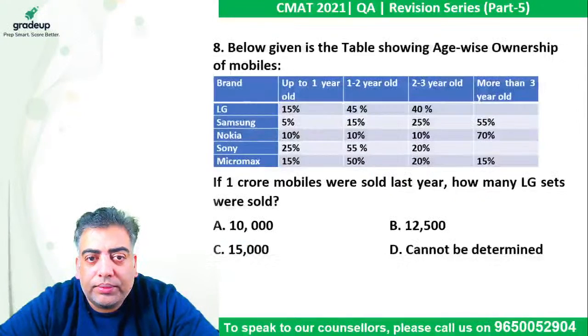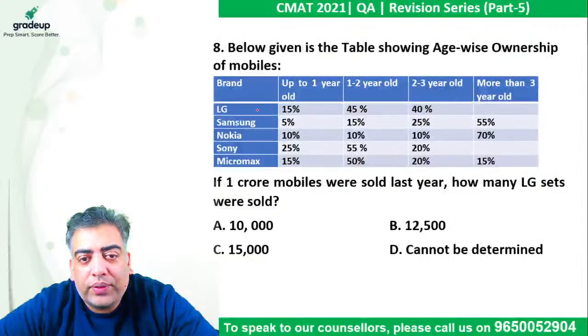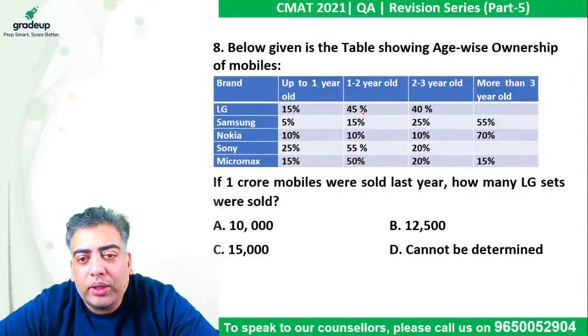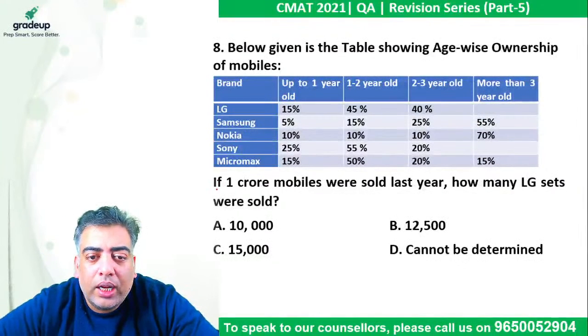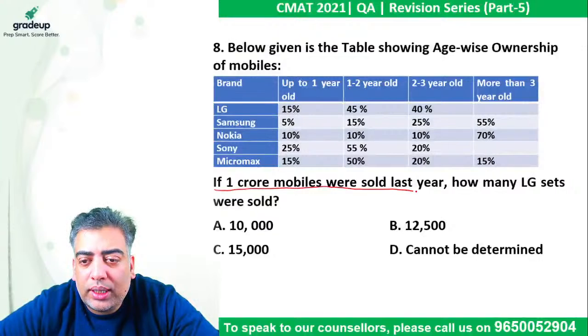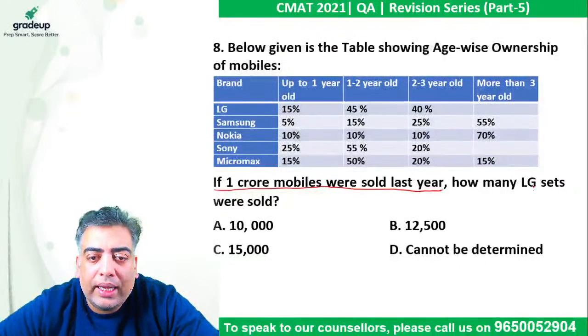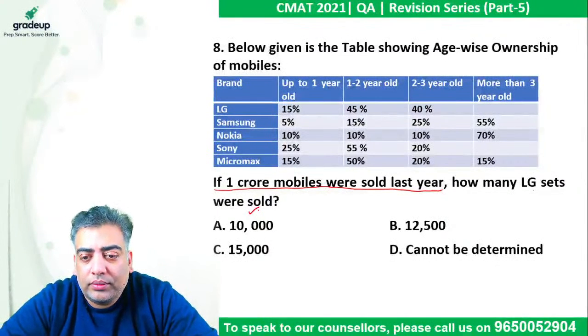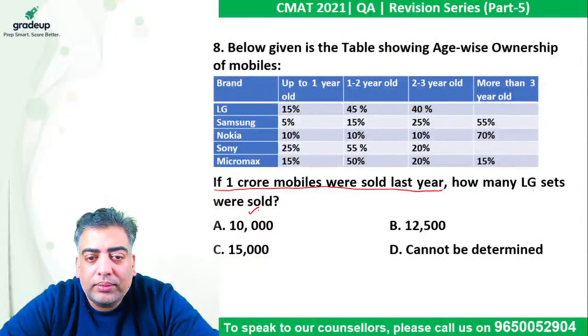चलो next देखो. Here it says below given is the table showing age-wise ownership of mobiles. So for different mobile phones we know up to 1 year old कितने % हैं, 1 to 2 year old कितने % हैं, 2 to 3 and more than 3 year old कितने हैं. If 1 crore mobiles were sold last year, then how many LG sets were sold? So guys, can you tell me the answer? How many LG sets were sold last year?